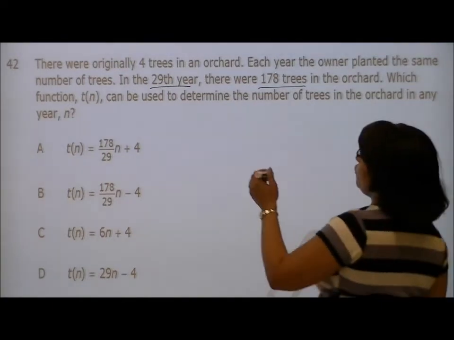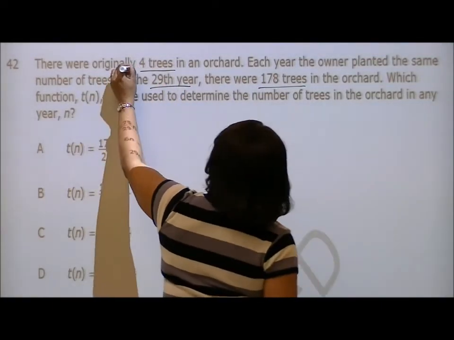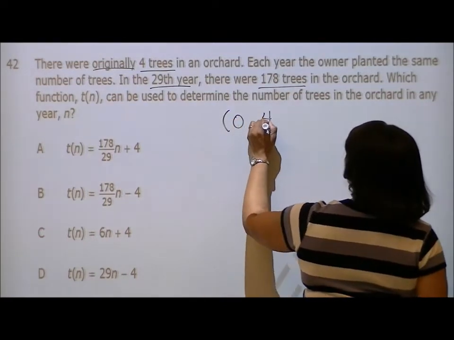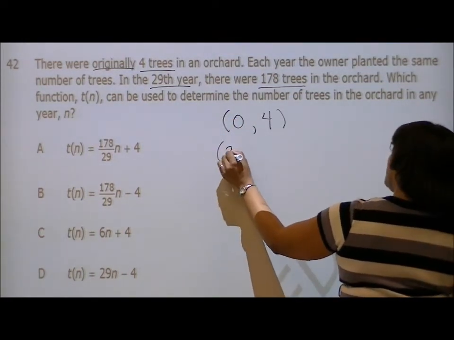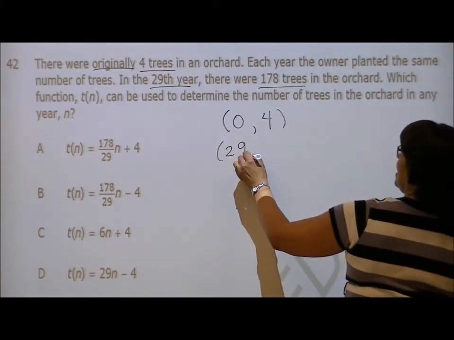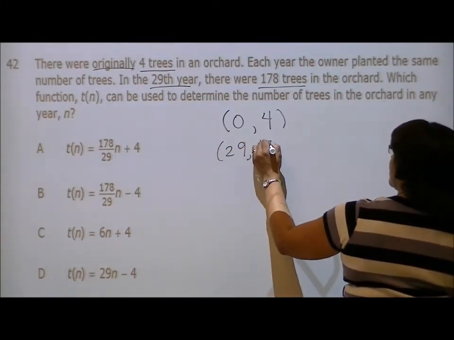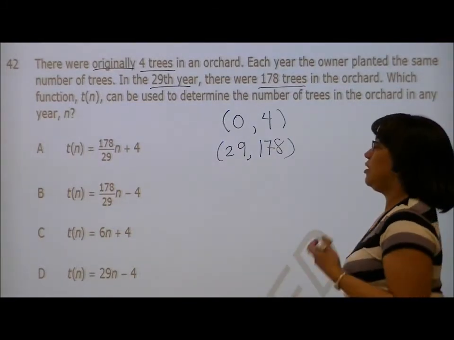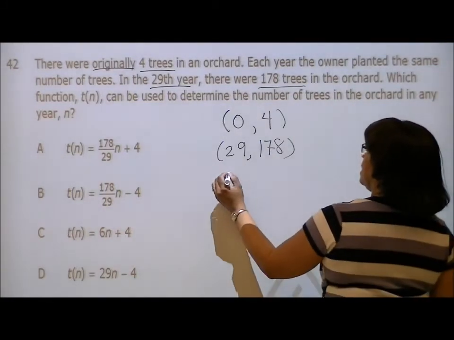So let's see, we have 4 trees originally. So originally is your 0, you have 4 trees. But in your 29th year, how many trees do you have? 178. So the good news is you can just put this in the calculator. You can put this in your calculator with stat edit.